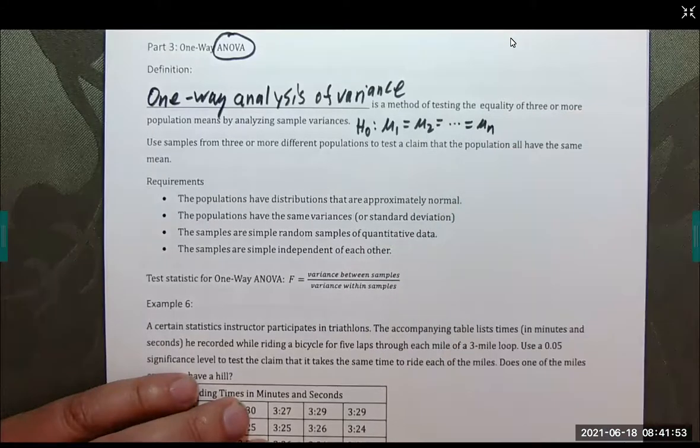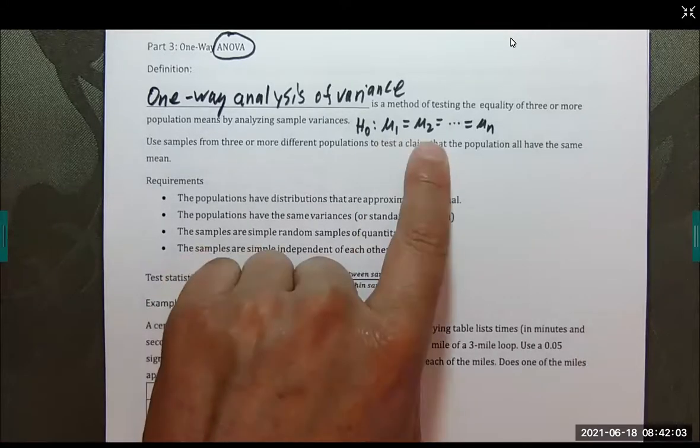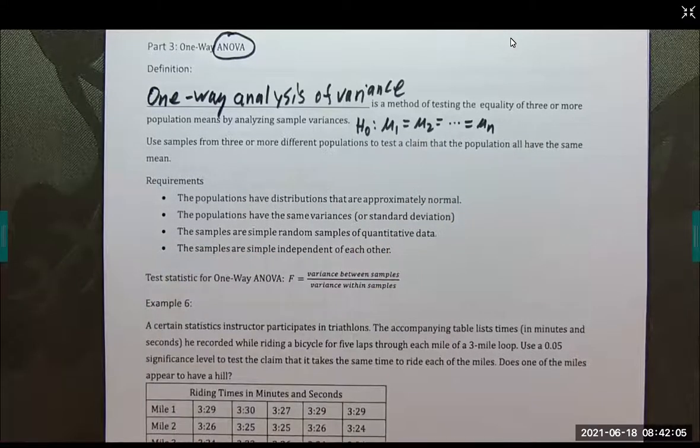For however many samples we want to have. And we only use ANOVA for three or more populations to test a claim that they all have the same mean, which is what we're looking at here. Now, the requirements: the populations have distributions that are approximately normal, ideally normally distributed. Populations have the same variances or standard deviations. The samples are simple random samples of quantitative data, and the samples are independent of each other.